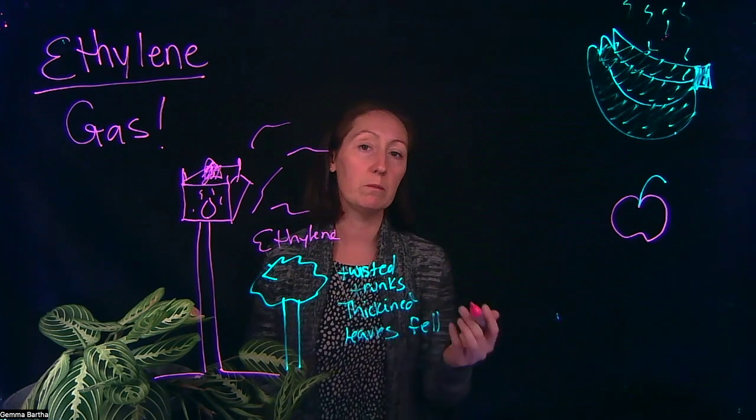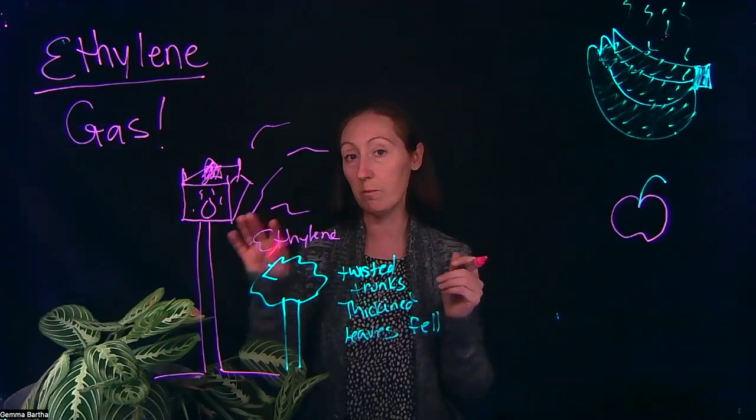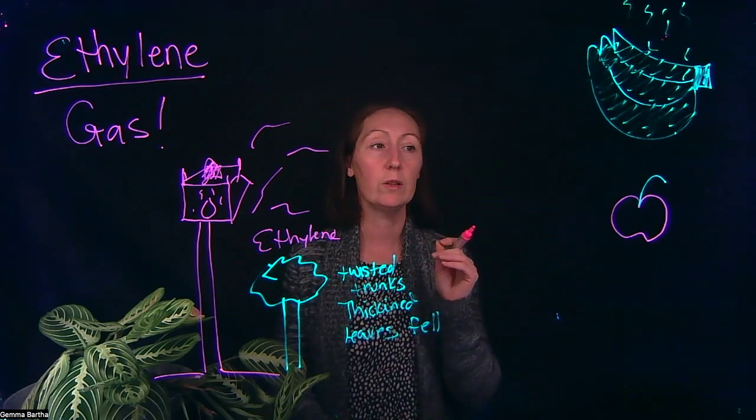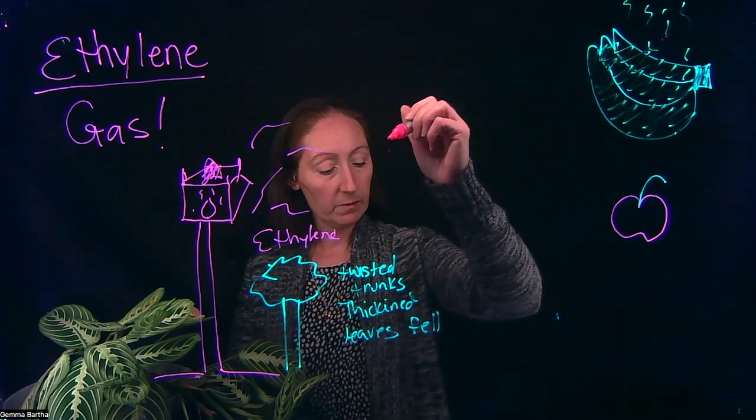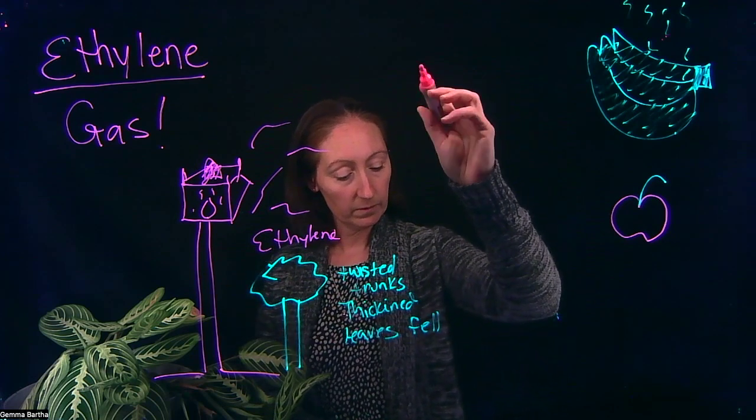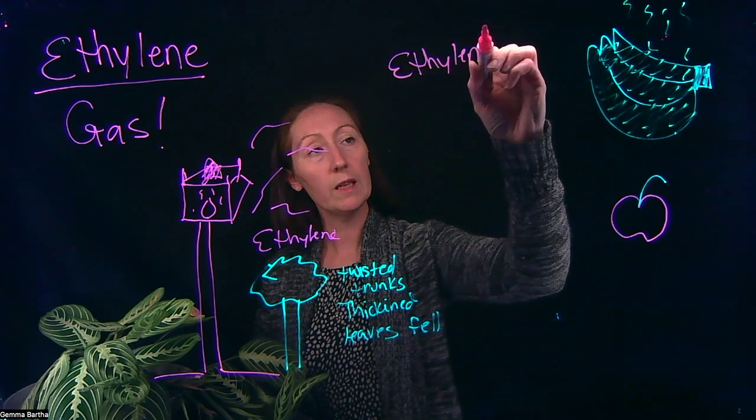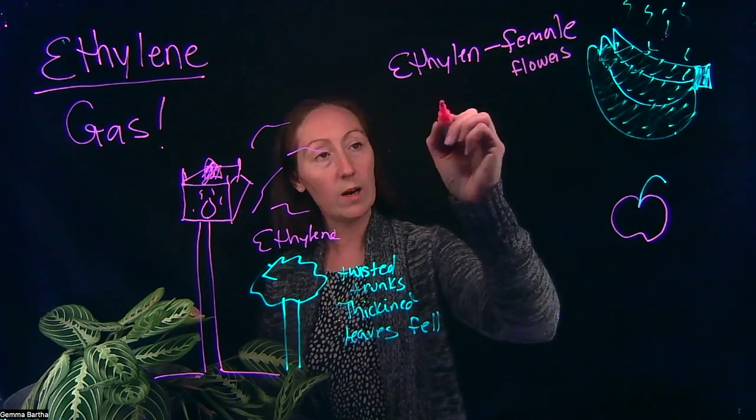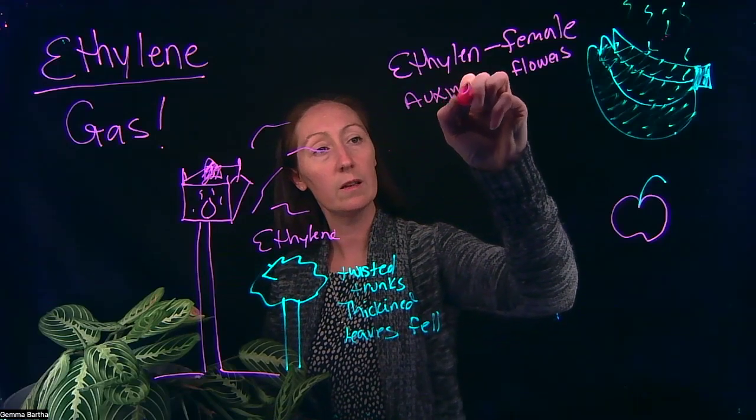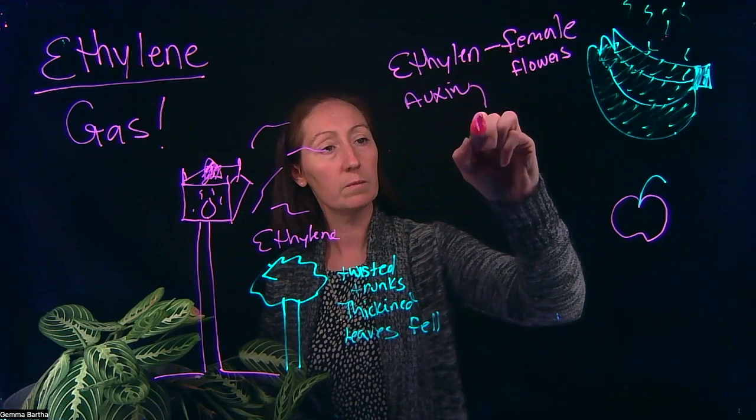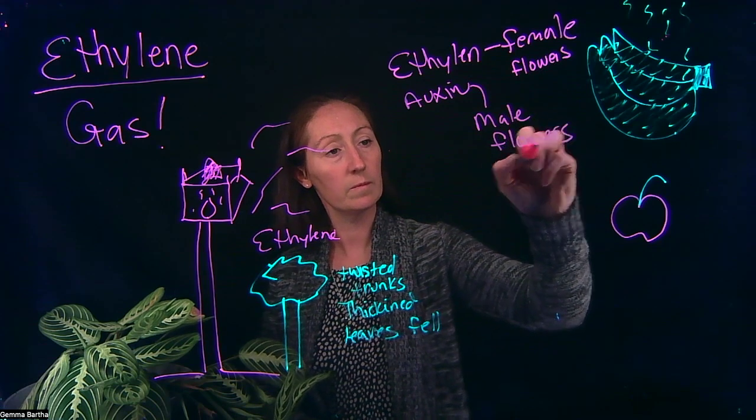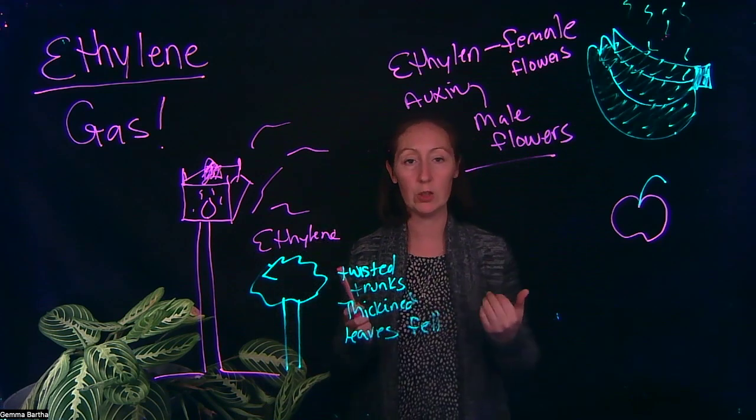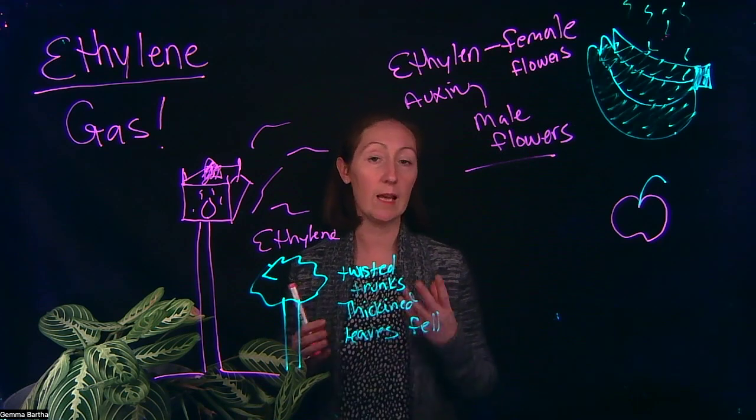The other thing, if you have a monoecious plant, so a plant that has both male and female flowers, so not dioecious but monoecious, ethylene gas will signal whether it's male or female. So ethylene makes female flowers, where our male flowers are signaled by auxin. Now, the other thing is that as auxin decreases, it actually signals cell death, right?